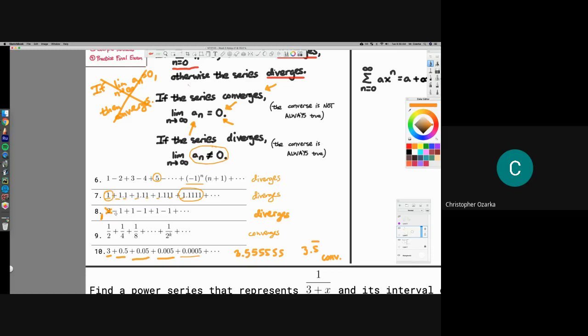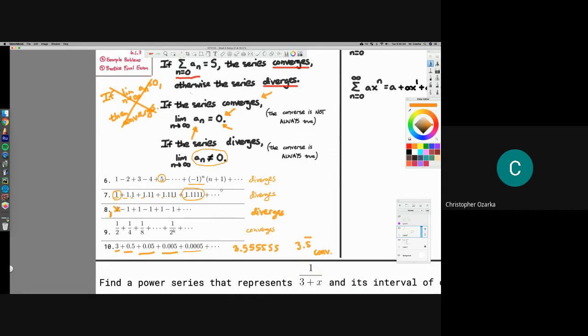Are there any questions on what I just went over there? Again, don't worry about the problems. Worry about the definition of converges and diverges. If you understand these definitions, then you'll be able to do these problems. But again, you're not going to see it on a quiz or a test.